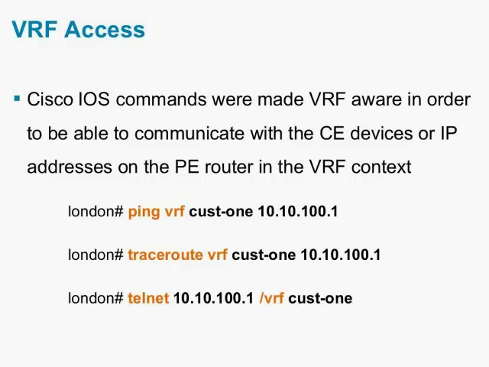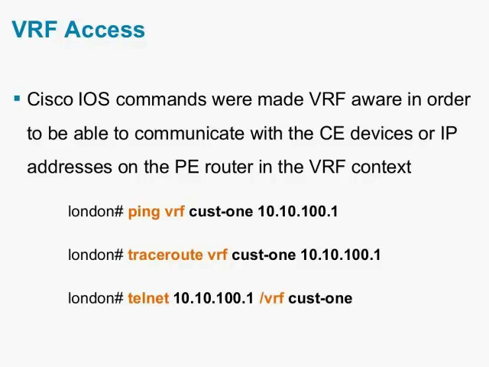So with MPLS VPN, the troubleshooting tools and the management tools are also made VRF aware. From a PE device, when we want to use ping or traceroute, it should be VRF aware. Ping vrf, the VRF name followed by the address, will perform a lookup into the corresponding VRF's routing table and will be sending the ping traffic. And the same holds true for traceroute as well.